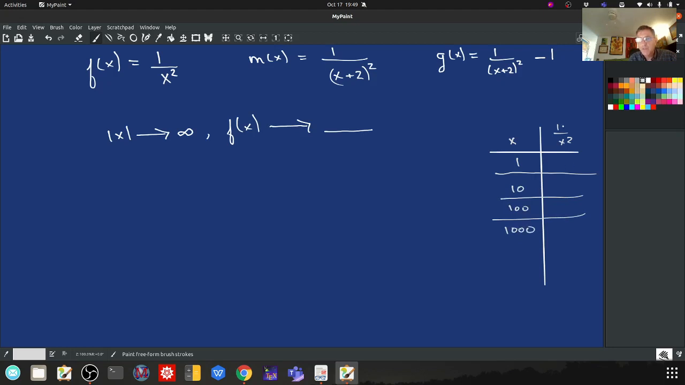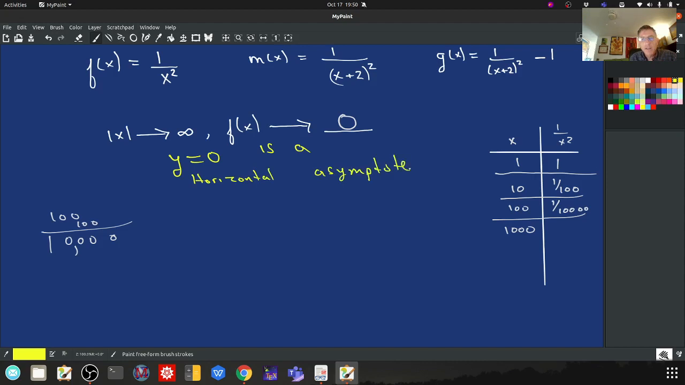1,000. So 1 over x squared is 1. 1 over 10 squared is 1 over 100. And 1 over 100 squared is 1 over 100 squared. See what I'm doing here? I'm not trusting my memory. So it's 1 over 10,000. I got it right. And you can see what's happening. You don't even have to go another step. As x gets larger and larger, f of x goes to 0, because each one of these numbers gets smaller and smaller. So that means that the equation y is equal to 0 is a horizontal asymptote. So again, what do we do?